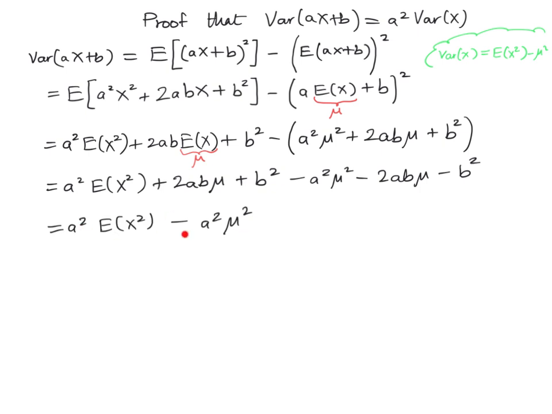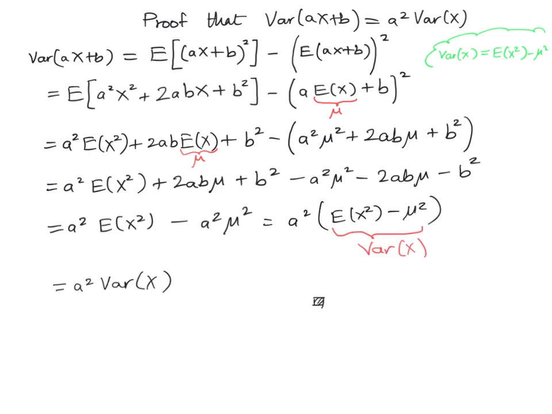And when I look at those two terms, I notice that they both have a squared in them, so a squared is the greatest common factor. So a squared times the expected value of x squared minus mu squared. Now notice that expected value of x squared minus mu squared, that's just variance of x. And so this is a squared times variance of x. And therefore, variance of ax plus b is just a squared times variance of x. And that's my proof. Let me talk briefly about why this makes sense.